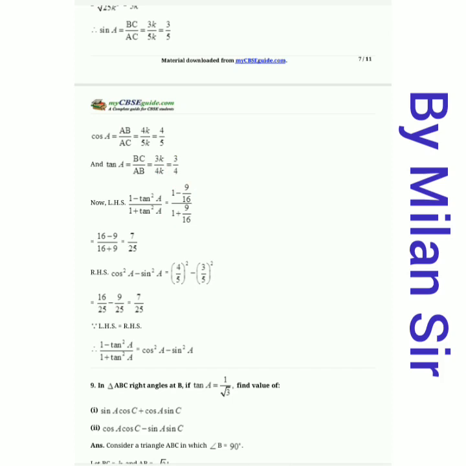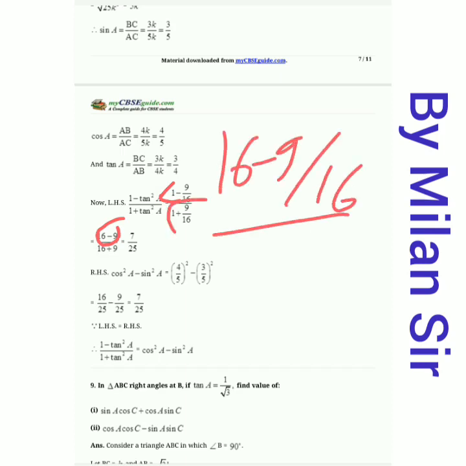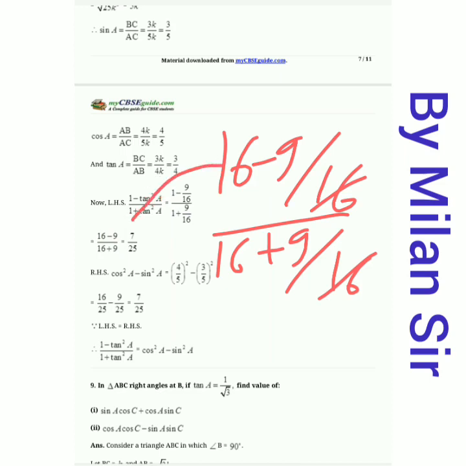Take LCM. So here 16 ones are 16 minus 9 divided by 16, and in denominator take LCM. So 16 ones are 16 plus 9 by 16. This 16 cut out. 16 minus 9 is 7 and 16 plus 9 is 25. So left hand side is equal to 7 upon 25.